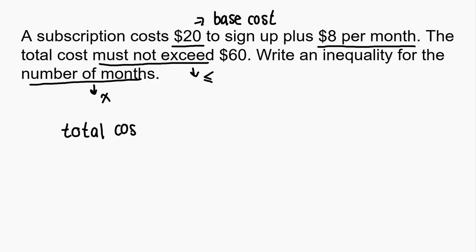So total cost is going to be $20, which is our base cost, plus 8 times x, because with every month that you increase, your cost goes up by $8. So you multiply here. As you can see, the total cost must not exceed $60, so it has to be less than or equal to 60. So in this case, our total cost is going to be 20 plus 8x is less than or equal to 60, where x is the number of months.